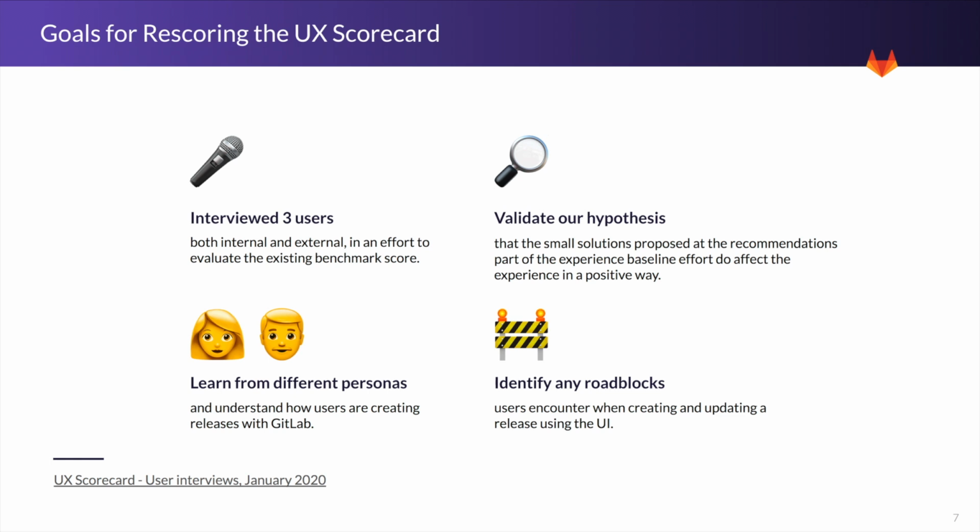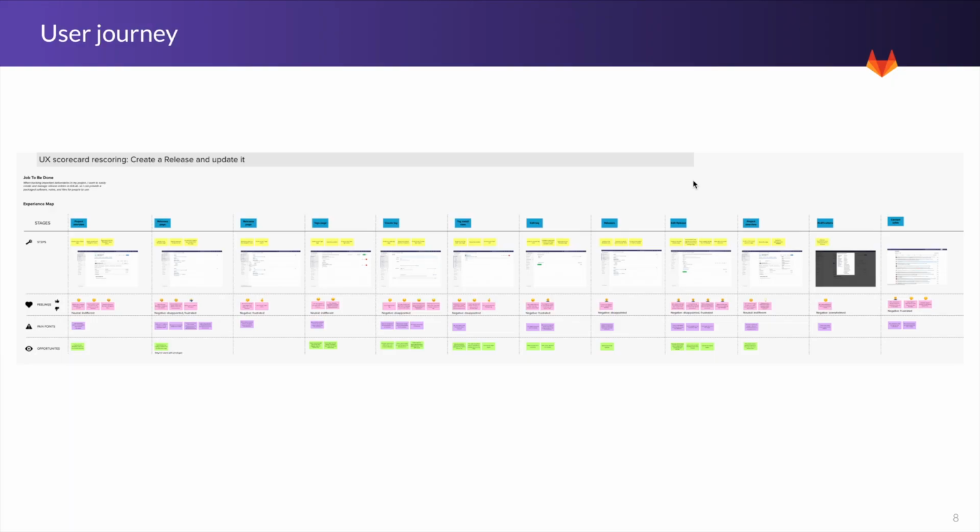One of those hypotheses was that the small solutions proposed at the recommendations part of the experience baseline effort do affect the experience in a positive way. We all wanted to learn from different personas and understand how they are creating releases with GitLab. We also wanted to identify any roadblocks users encounter when creating and updating a release using the UI, as well as identifying what other UI and UX improvements are needed to support users when creating and updating releases.